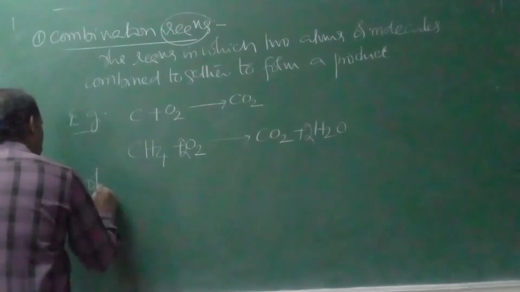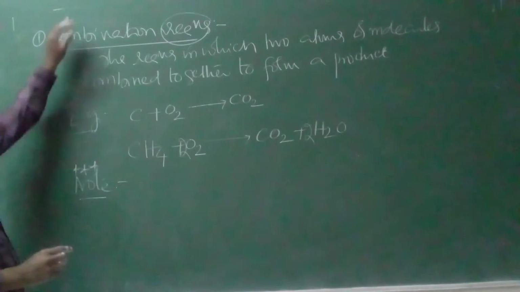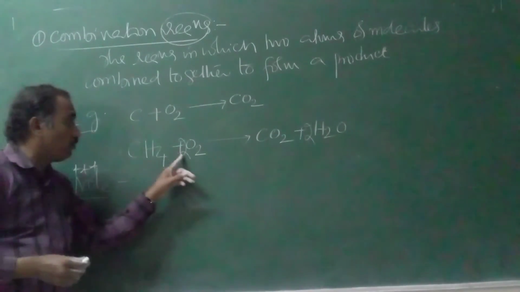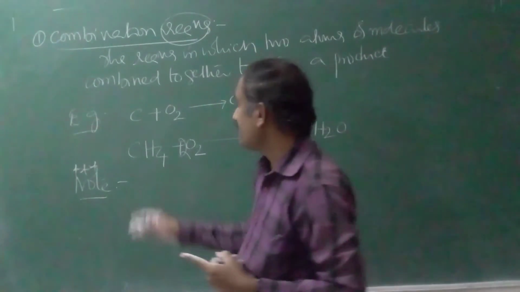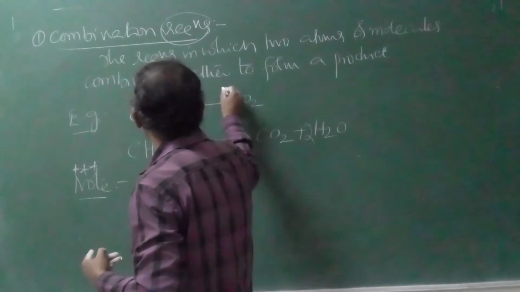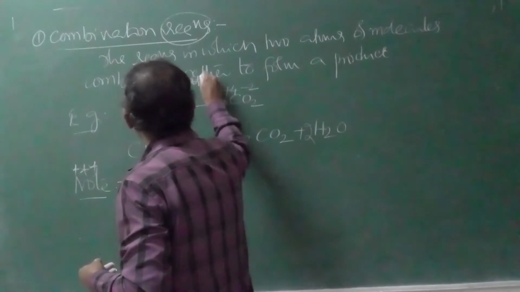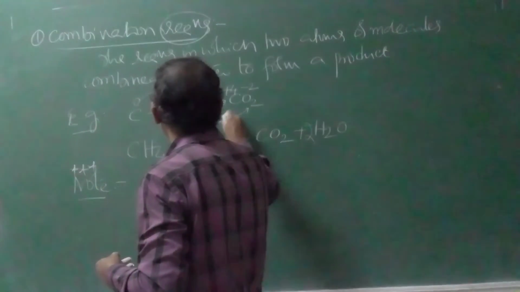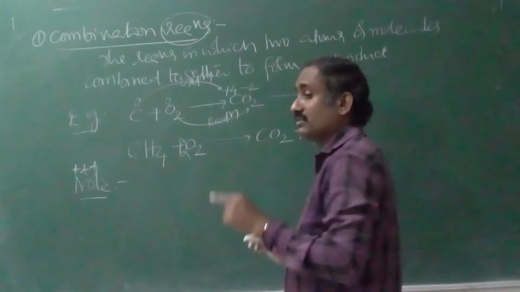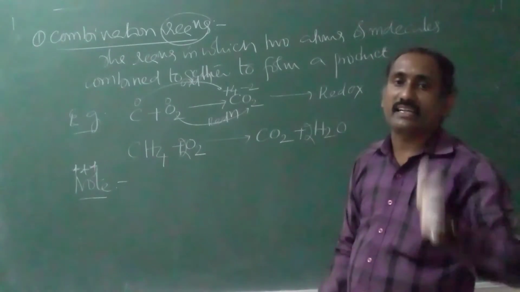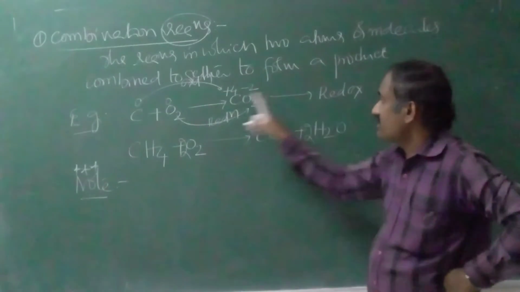Here you should remember a small note. In these reactions, at least one of the species should be in elemental form. Then only it is tagged as a redox reaction. See here, carbon in uncombined state is 0. Here also 0. Here carbon is plus 4, here oxygen is minus 2. Carbon 0 becomes plus 4, oxidation. Oxygen 0 becomes minus 2, reduction. So both oxidation and reduction are taking place, hence it is a redox reaction. Again the redox is of what type? Combination type.